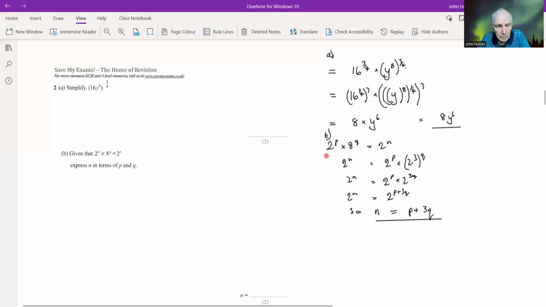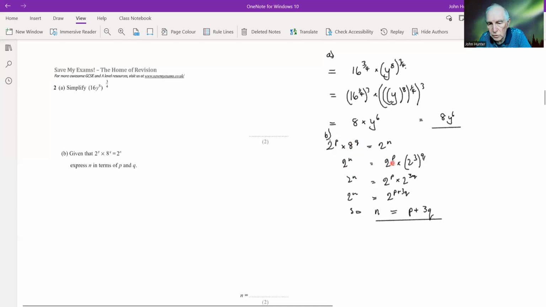Part B, given that 2 to the power of p plus 8 to the power of q equals 2 to the power of n, express n in terms of p and q. Right, well, the key here is if we can express this to a power of 2, and then we can put both of these together, then we've got an equation in n. So let's have a look.